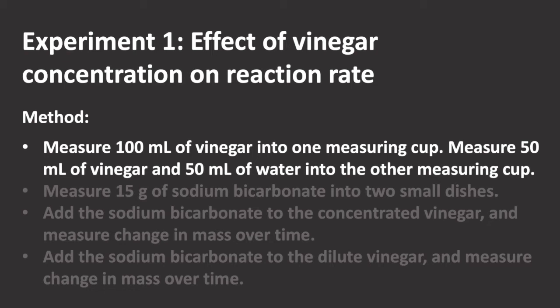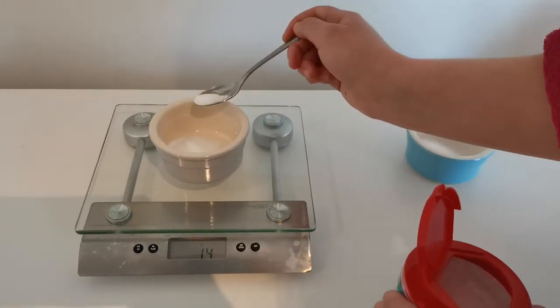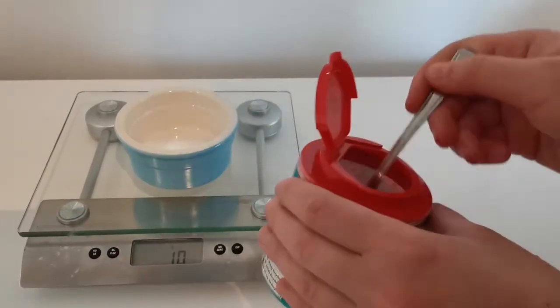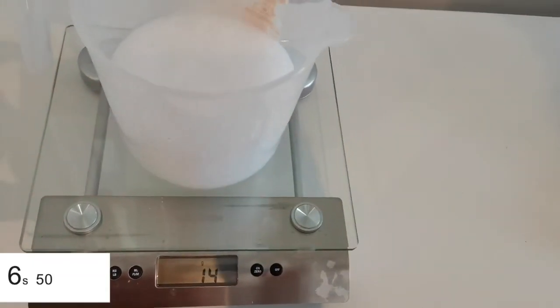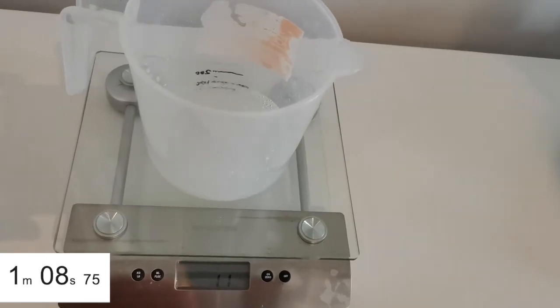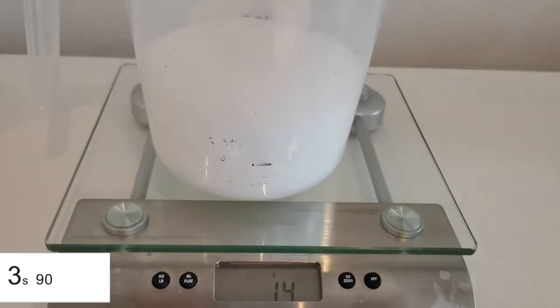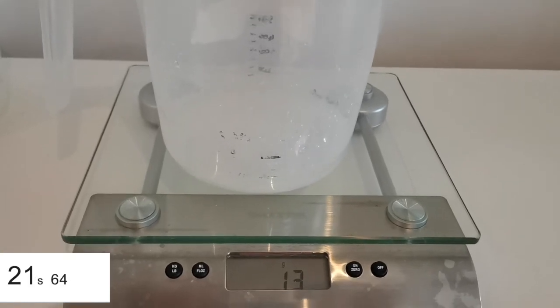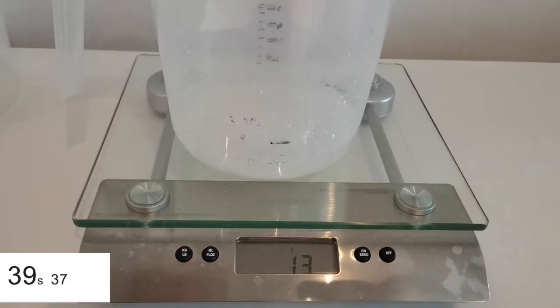First, I needed to have a more concentrated and a more dilute solution of vinegar. For my first one, I just used the vinegar that came in the bottle, so I measured 100 milliliters of vinegar into 1 measuring cup. This was my more concentrated vinegar. In order to make 100 milliliters of a less concentrated vinegar, I measured 50 milliliters of the vinegar and 50 milliliters of water into the other measuring cup. I measured 15 grams of sodium bicarbonate into 2 small dishes. Next, I added the sodium bicarbonate to the concentrated vinegar and measured the change in mass of this solution over time. I did the same procedure to the more dilute vinegar and added the sodium bicarbonate and then measured the change in mass over time.